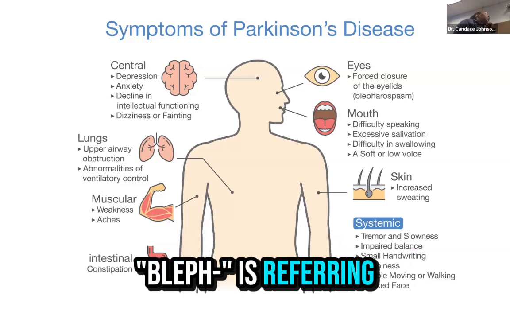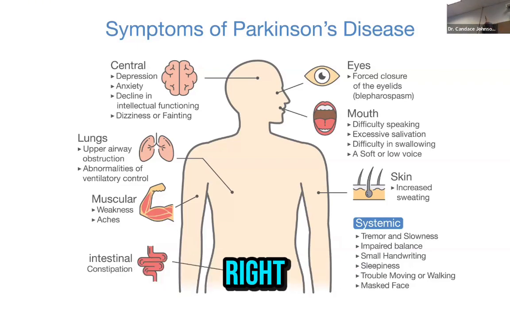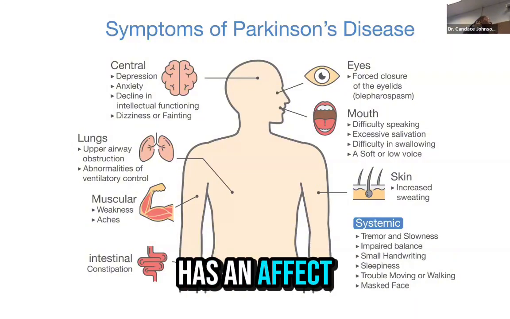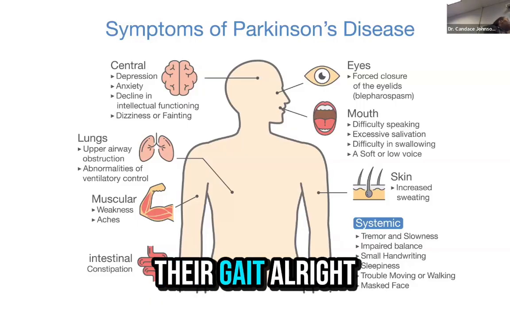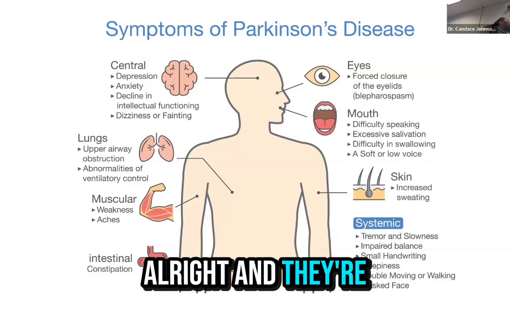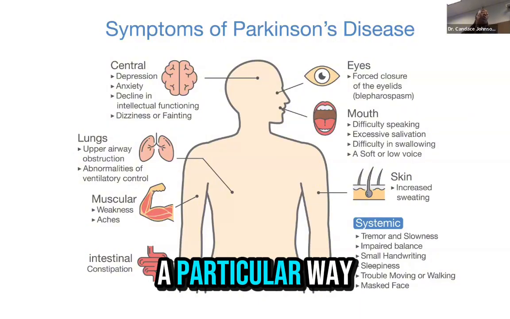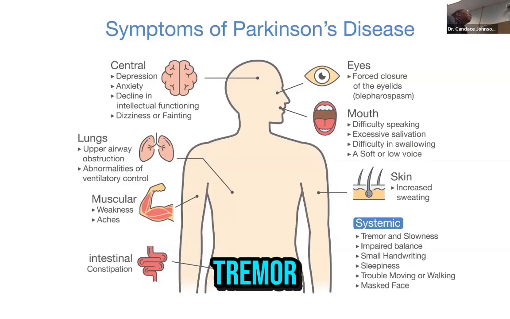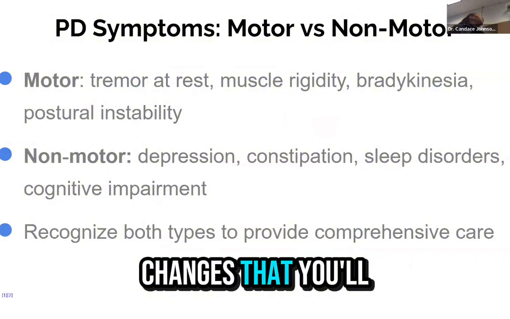Bleph is referring to the eyelids, where the eyelids are forced closed. This is more of the muscle, right? Where they're forced closed. So you're looking at a person who has an affect that's relatively flat. They're shuffling in their gait, all right? Their eyes are forced shut, and they're spastic or rigid in their movement. So they look a particular way. And then they may have a tremor. They're likely to have a tremor. They might be sweaty. These are just some of the autonomic and motor changes that you'll see.